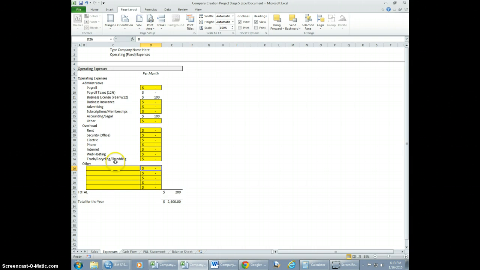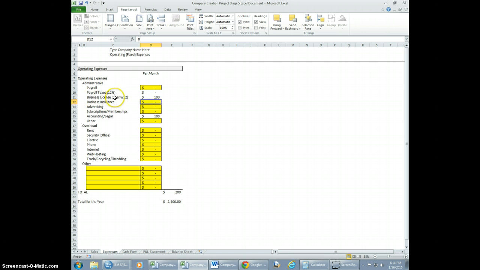And so what you'll do is first go through this list and see whether any of these fixed costs are applicable to your particular company. And if they are, then you would want to estimate how much you feel that they would cost on a monthly basis.